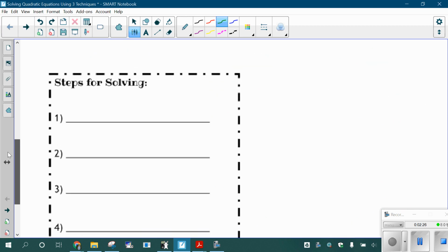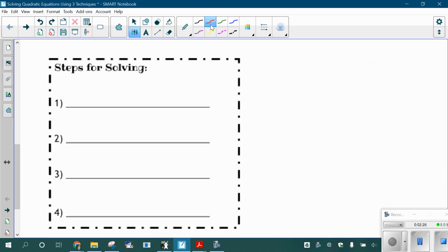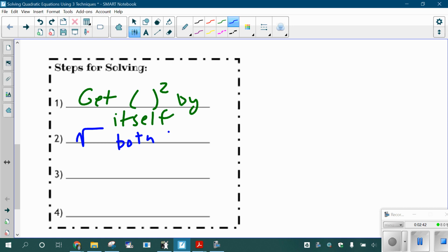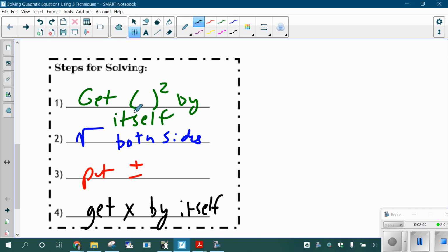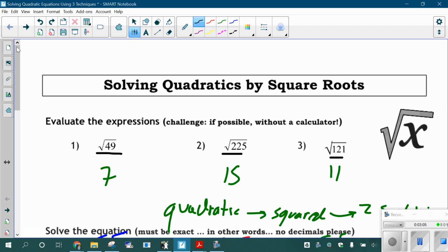So the steps for solving a quadratic using square roots are: get the squared thing by itself. Once you get the squared thing by itself, you square root both sides. Don't forget, as soon as you square root both sides, to put a plus or minus. And then sometimes you're done there, but sometimes you still have to get x by itself. I'll run through a couple more examples here, so make sure you got down those steps there.